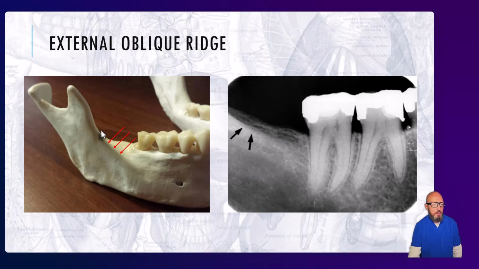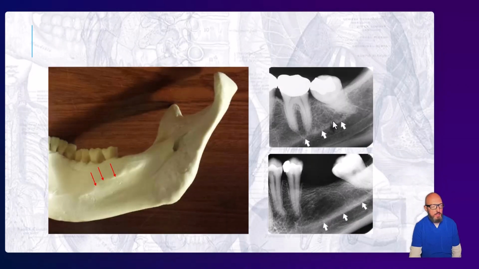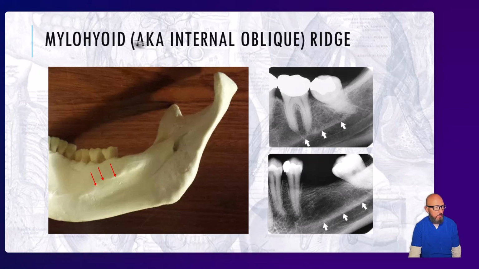Here we see it on a skull. Then a lot of people confuse this one for the external oblique ridge, but remember the external oblique ridge should merge with the anterior border of the ramus, and sometimes it does cross over the roots of the teeth. But the internal oblique ridge, or the mylohyoid ridge, usually is further down from the roots of the teeth. It doesn't really connect to that anterior border of the ramus.